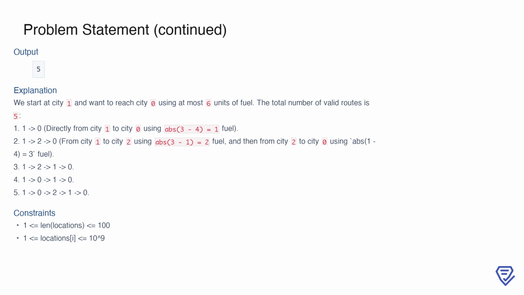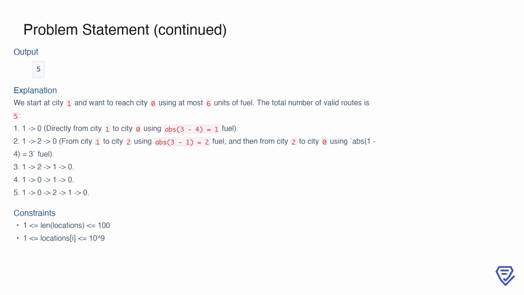Suppose locations is 4, 3, 1, with start set to 1, finish set to 0, and fuel set to 6. Here, we start at city 1, which is at position 3, and aim to reach city 0, located at position 4. With 6 units of fuel, there are a total of 5 valid routes. The first route is a direct trip from city 1 to city 0, which requires just 1 unit of fuel. A second route involves traveling from city 1 to city 2, which is at position 1, using 2 units of fuel, and then from city 2 to city 0, consuming 3 additional units of fuel.